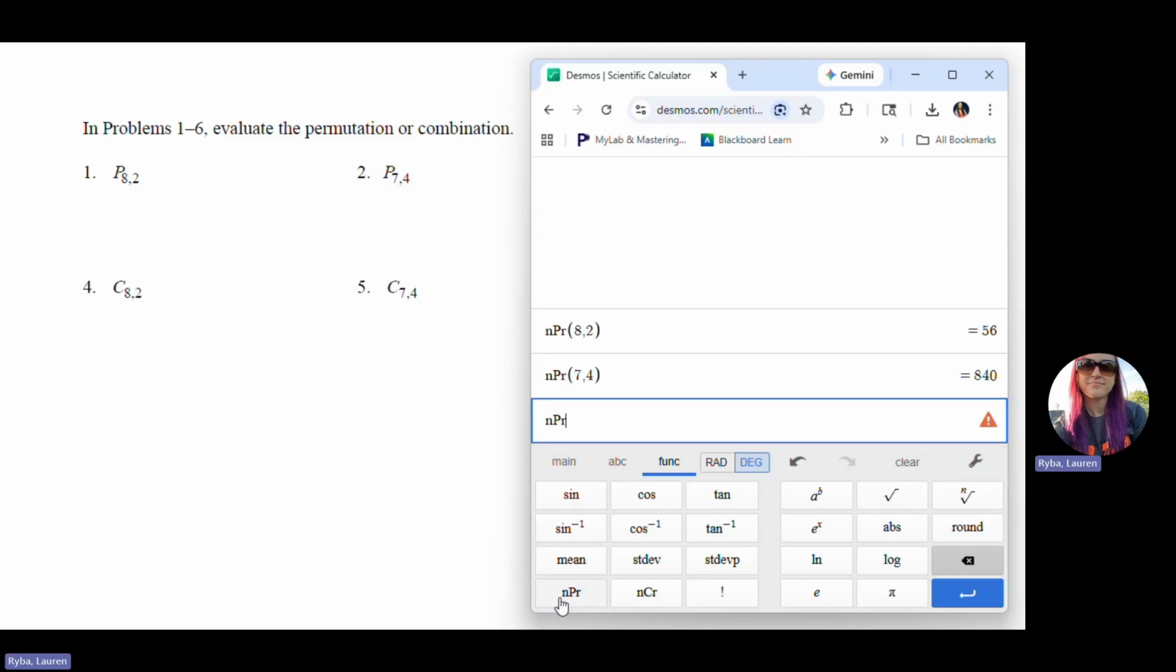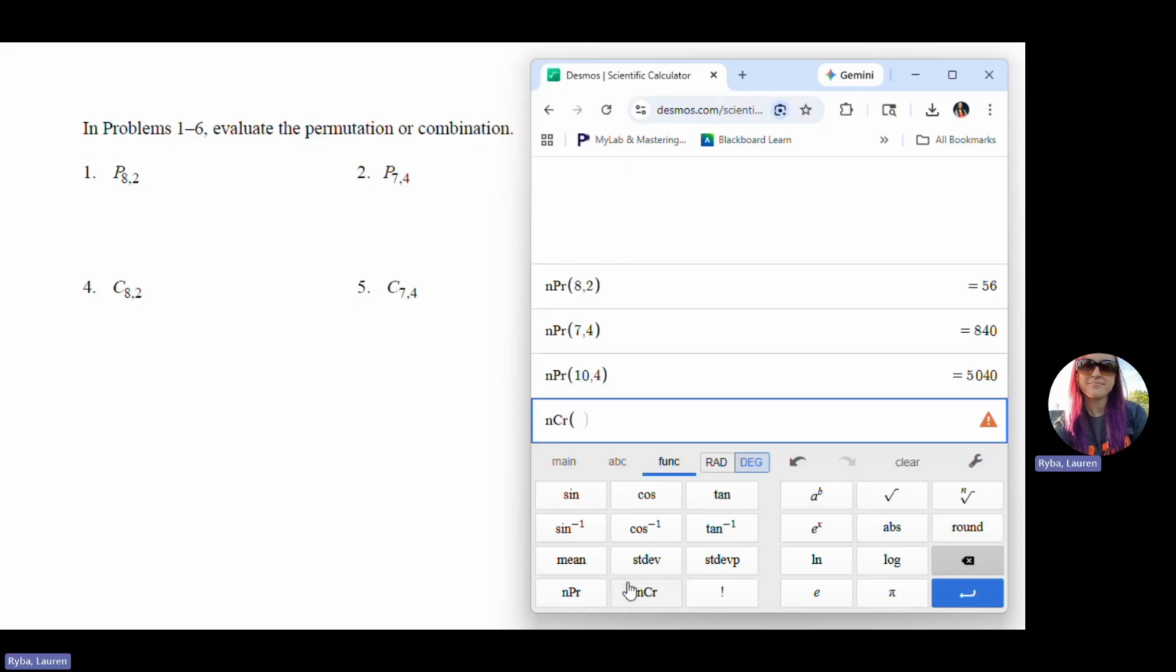So NPR 10, 4. And again, this is just different texts write it different ways. The way I wrote it was like 8P2. The way our book writes it is P8, 2. The way Desmos writes it is NPR parentheses 8, 2. Depending on where you look, it's going to look slightly different. The key is the P is there. The larger number, the whole number, is always the first number that you put. So whether it's written this way or 8P2, that whole number is always written first.